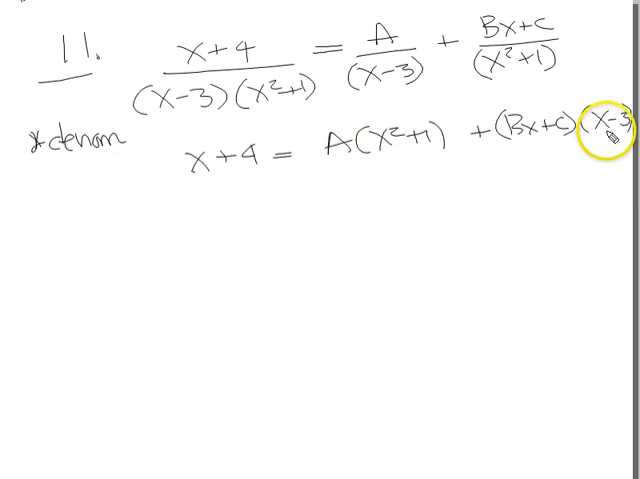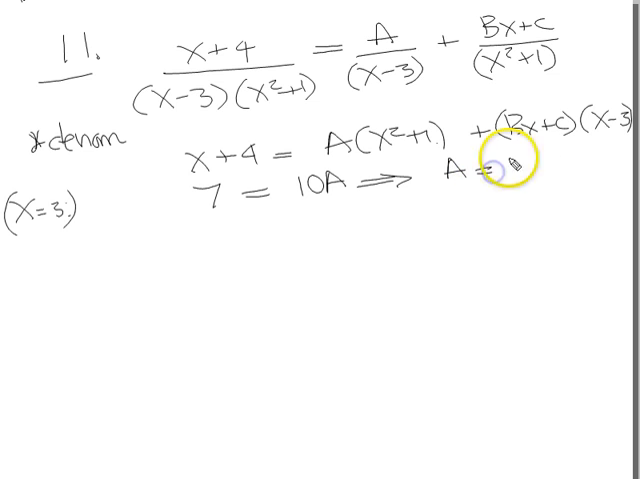So what's convenient? What about 3 first of all? Then we'll find out a. If we put 3 in here, that will go to 0, 0 times this is 0. So let's try that. x equals 3. What do we get? 7. And 3 squared is 9, 9 plus 1 is 10, 10 times a. And 3 minus 3 is 0, 0 times anything is 0. So that goes, and we're just left with a. Reading from right to left, divide by 10 both sides, and we get a is 7/10, or 0.7.